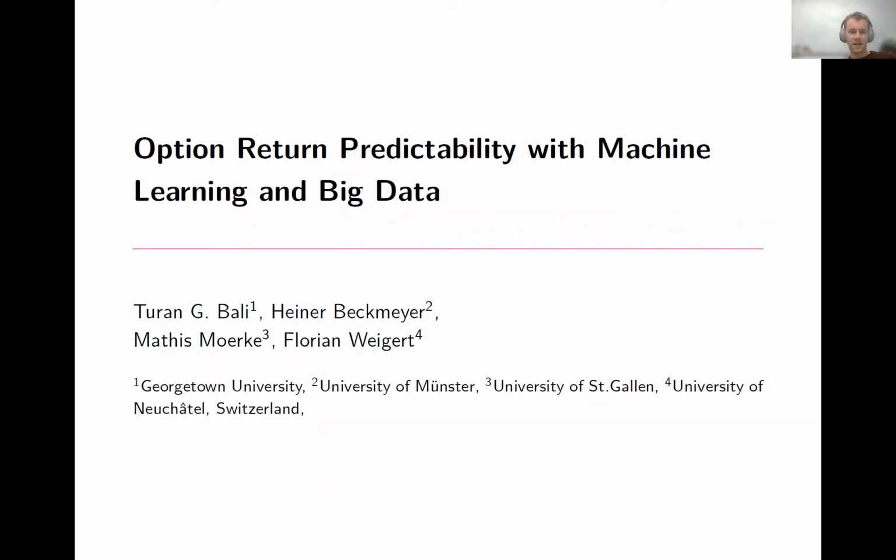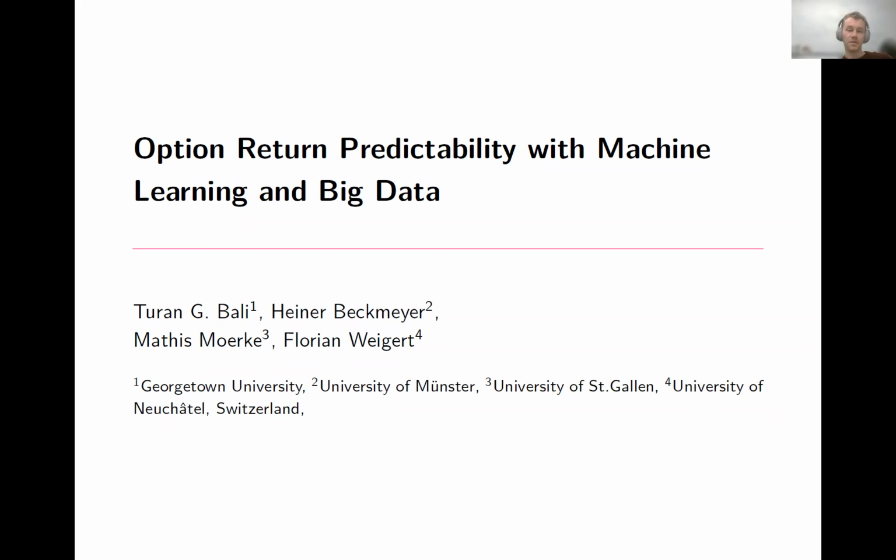My name is Heiner Beckmeyer. I'm a PhD student from the University of Münster in Germany, and this paper is on option return predictability with machine learning and big data, and is a paper that I've co-authored with Turan Bali and Mathis Moerke, who are both also in the audience tonight, and Florian. So as the title suggests, we're dealing with whether we can use modern machine learning methods to predict future option returns.